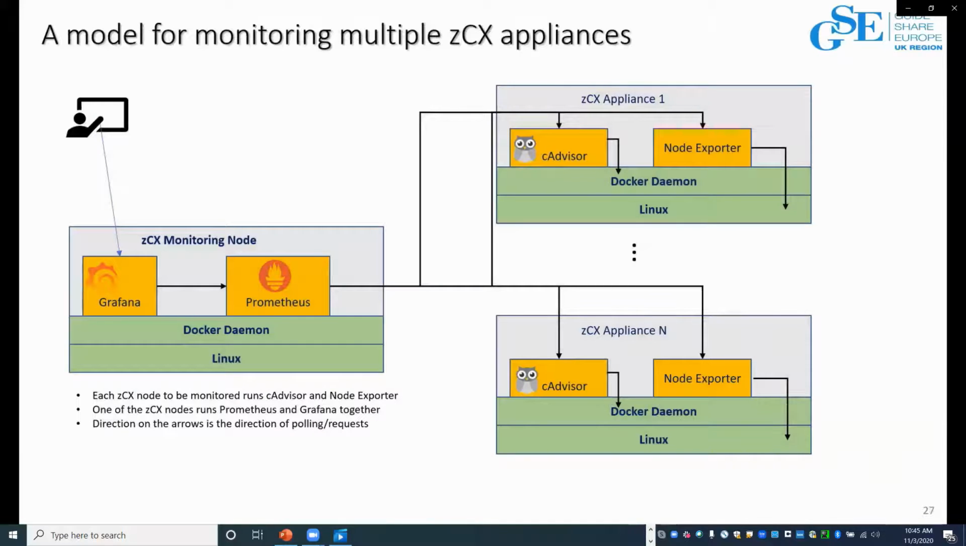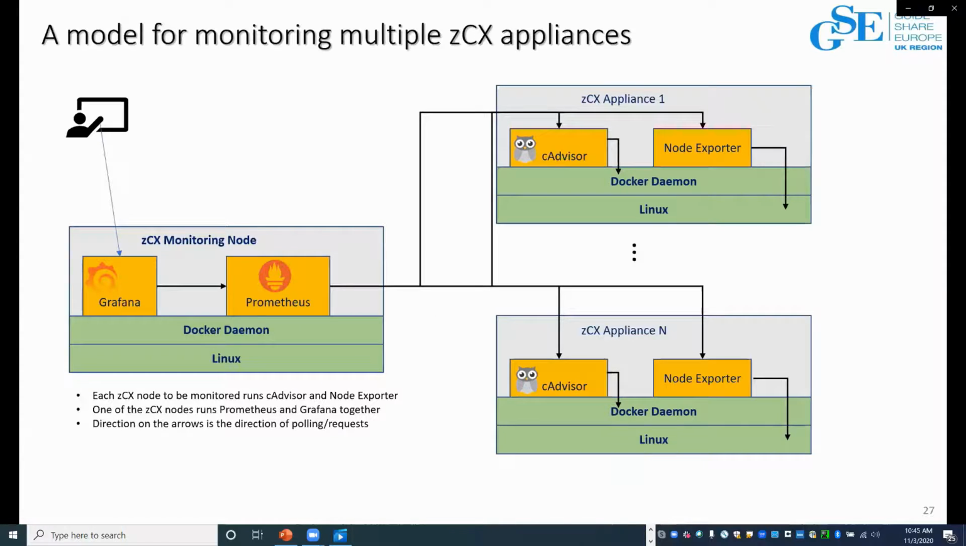This chart illustrates an example of being able to set up a monitor for multiple appliances on potentially different systems. All right. We don't actually ship this example, but it's something you can set up. And so the key points here in the lower left, you can see that the actual user is interfacing with one instance of Grafana, who's interfacing with one instance of Prometheus. And Prometheus is reaching out to cAdvisor on all the appliances, or in this case, the two appliances to the right. And also Node Explorer, where it's getting information from Docker and also from Linux.